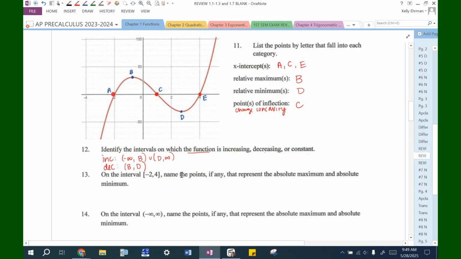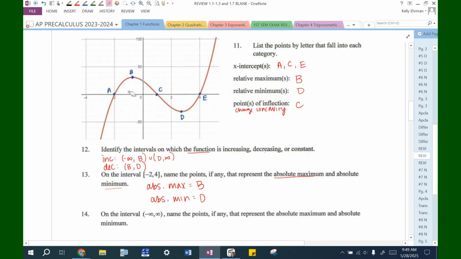On the interval negative 2 to 4, so from here to here only, not these ends. So I'm covering up these ends on my screen. Name the points, if any, that represent the absolute max and the absolute min. So ignoring all of this, just this part, the absolute max is right there, and the absolute min is right there. So absolute max is point B. Absolute min is point D. It's just the actual highest and lowest point just on that interval.